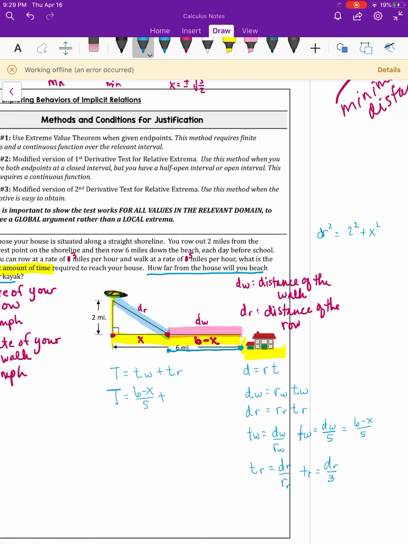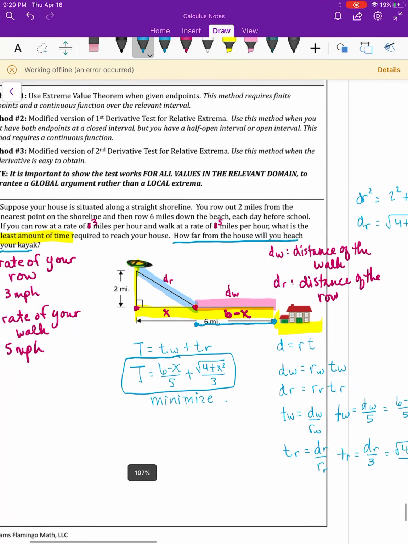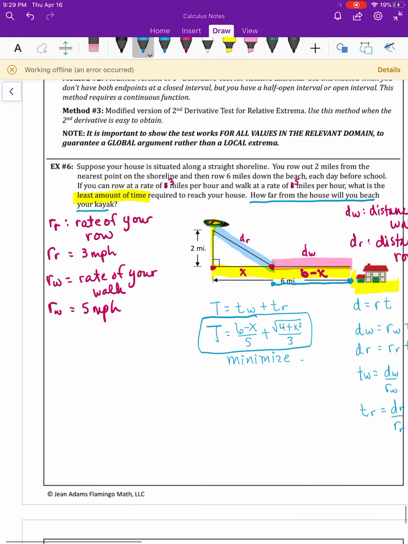For my d sub r, I'm going to have to use the Pythagorean theorem to calculate. So for that one, I'm going to say d sub r squared is equal to 2 squared plus x squared. So my d sub r is the square root of 4 plus x squared. So over here, the square root of 4 plus x squared over 3 is going to be my t sub r.